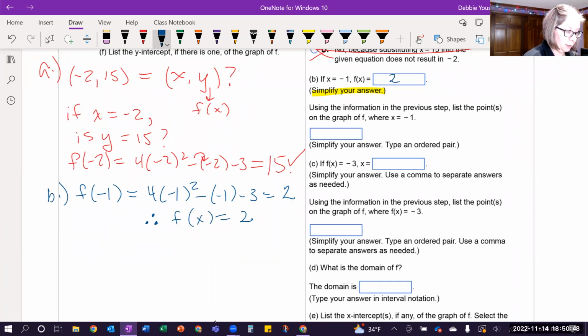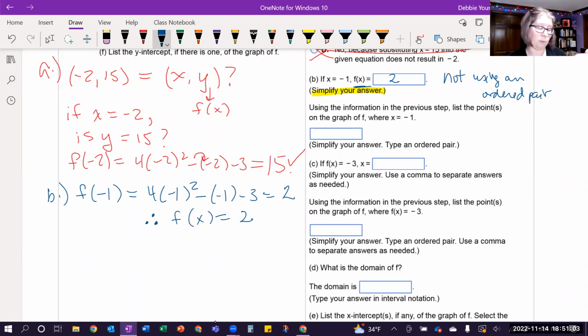So I'm going to put in 2 because they already have f of x in the box. Notice I'm not using an ordered pair. And that's where I see sometimes students go wrong. They want to write -1, 2 in parentheses, and it doesn't say to write an ordered pair. Okay, so if it did, then you would do that, but it doesn't say to do that.